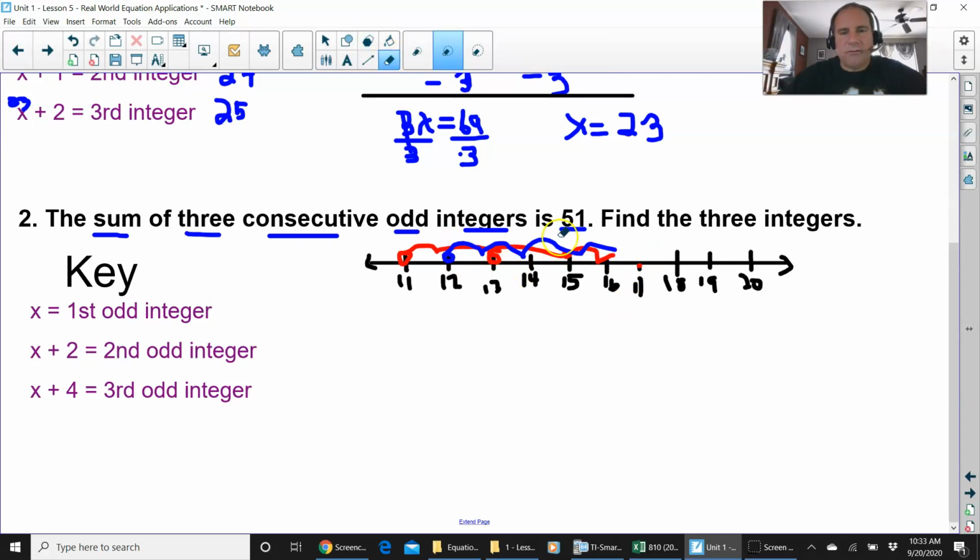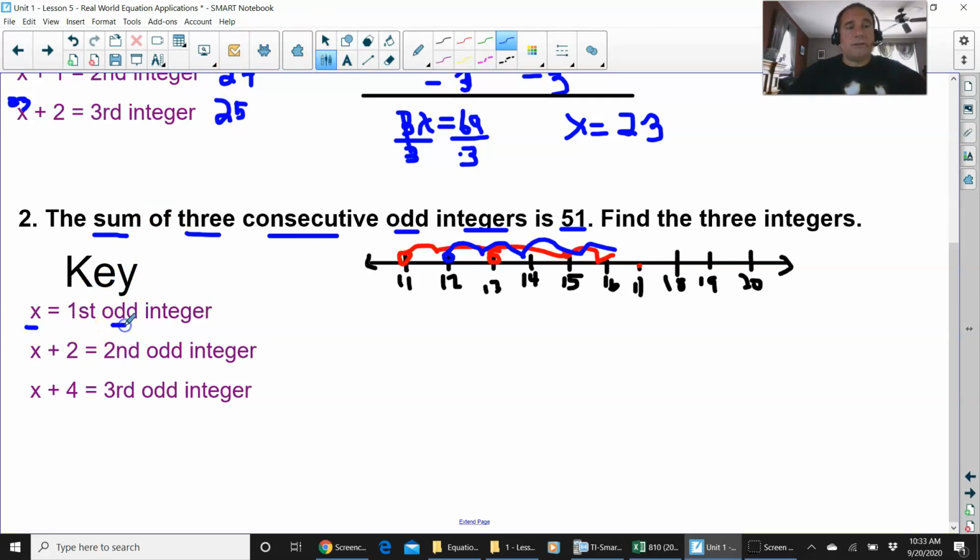You have 12 plus 4 and you would get to 16. So that would be consecutive even integers. So consecutive odd and consecutive even will have the same key. This key is for consecutive even and odd, right? But it depends on what this first number is going to start with.